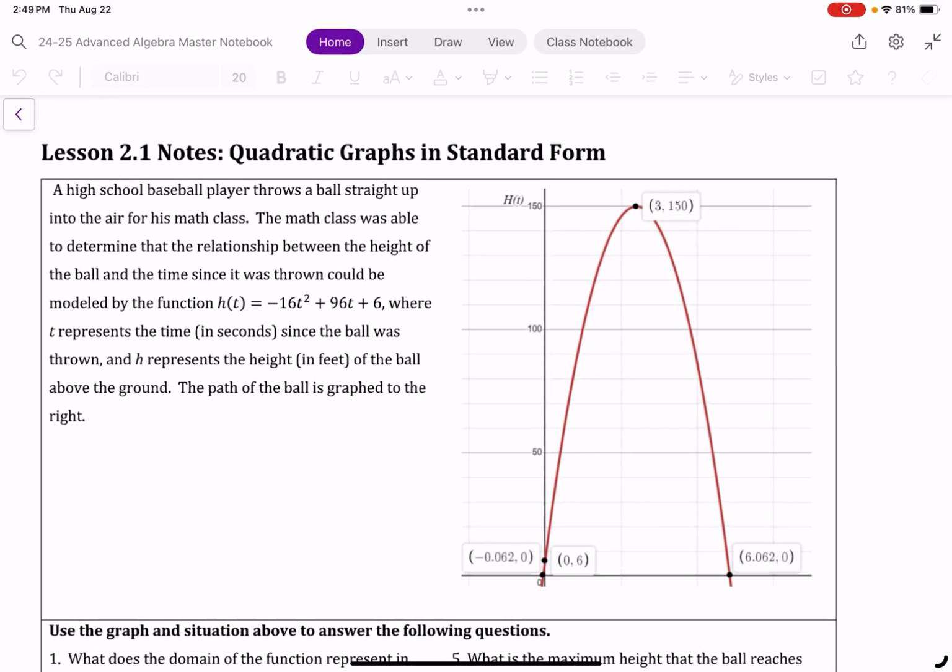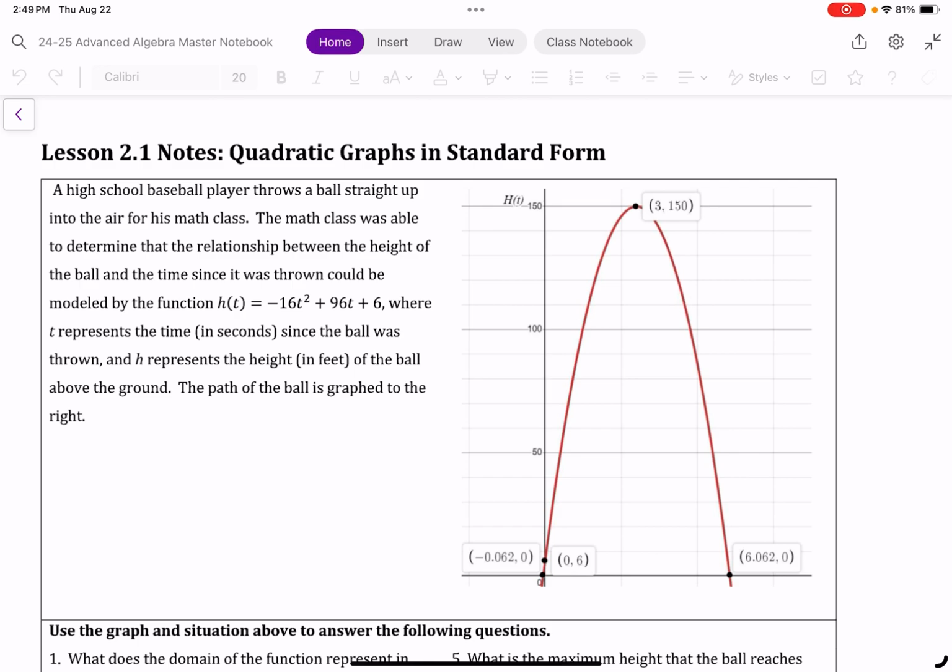Hi, today we will be learning about quadratic graphs in standard form. A high school baseball player throws a ball straight up into the air for his math class. The math class was able to determine that the relationship between the height of the ball and the time since it was thrown could be modeled by the function h of t is equal to negative 16t squared plus 96t plus 6, where t represents the time in seconds since the ball was thrown and h represents the height in feet of the ball above the ground.